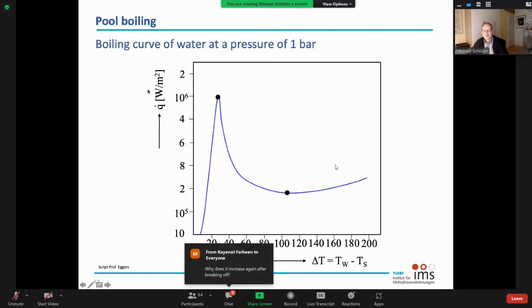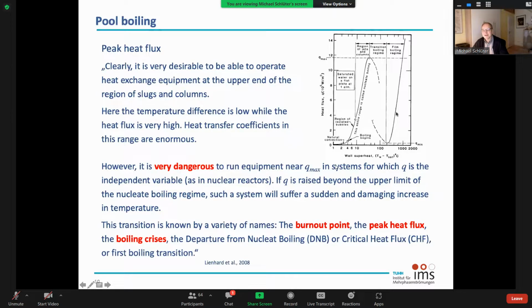Here is another diagram that shows what's going on. We have the temperature difference between wall and saturation temperature. We first have a strong increase in heat flux in this bubbling regime, and then suddenly it drops. There's one question in the chat: why does it increase again after breaking off? Very good. Thank you so much for reminding me that I have to explain that. Does anybody have an idea what's going on here? It's a very good question. Why is the heat flux increasing here once again?